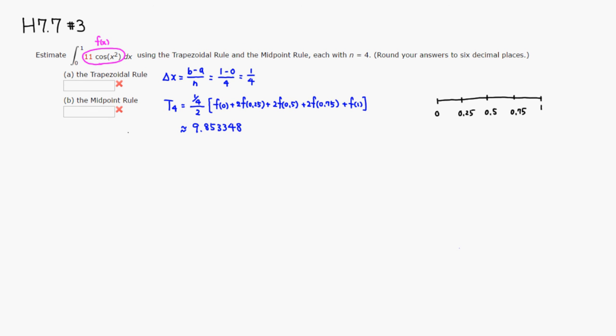We're going to do M4, the midpoint rule. Delta x is still the same, 1/4. We have to find the midpoints here, and I think it's easier to use fractions. It's 1/4 and half of that, so it's 1/8 here, and this is going to be 3/8, this is going to be 5/8, and this is going to be 7/8. So we just need f of 1/8 plus f of 3/8 plus f of 5/8 plus f of 7/8 added together.